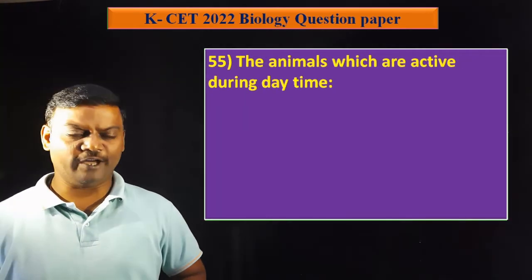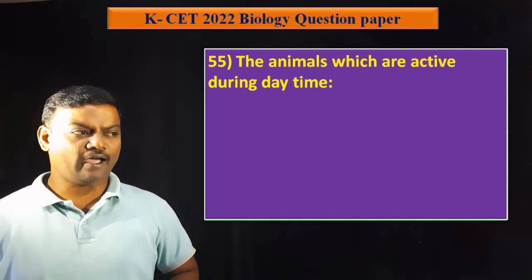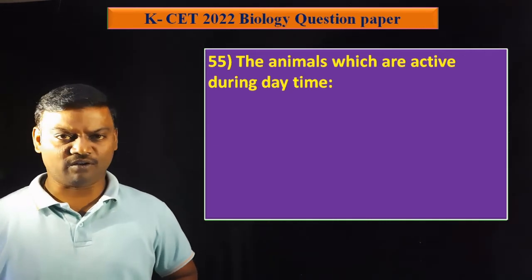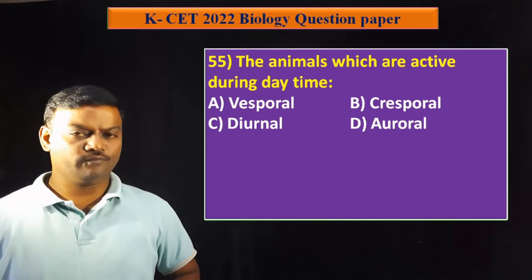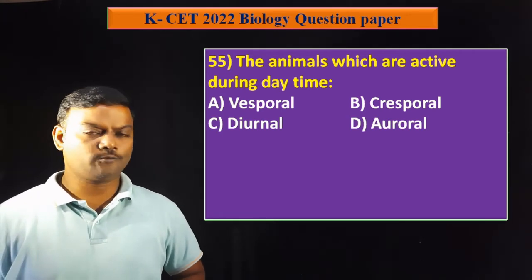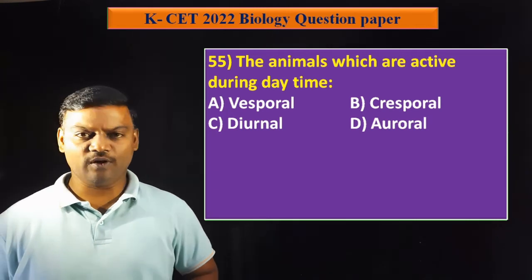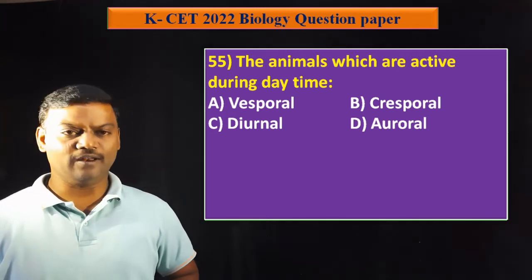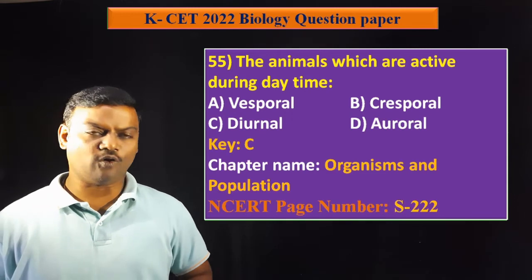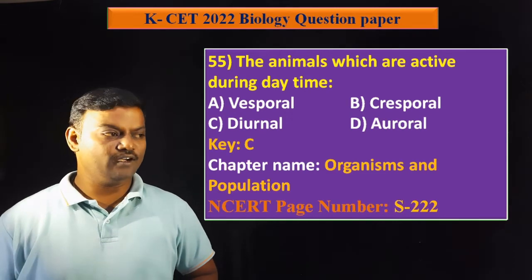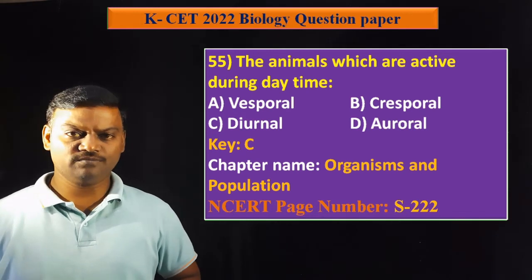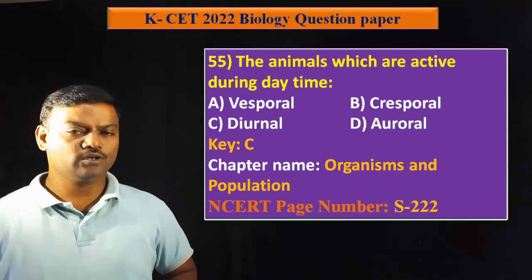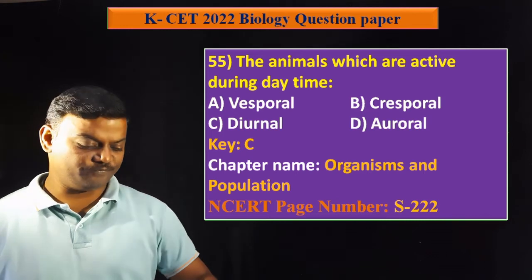Question number 55. The animals which are active during daytime are called: option A, vespertine; option B, crepuscular; option C, diurnal; option D, nocturnal. In this, the correct answer is option C, diurnal. It is a question from Organism and Population, NCERT page number 222.